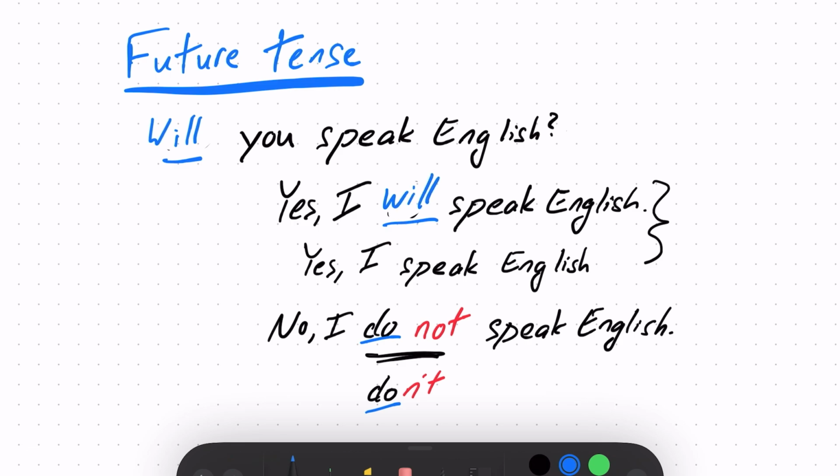Yes, I will speak English. We don't have to leave it like that. We say, yes, I will speak English. Or no, we have to change do, right? No, I will not speak English. And again, of course, us English speakers, we love our contractions. So instead of saying will not, I'm more likely to say won't. No, I won't speak English.